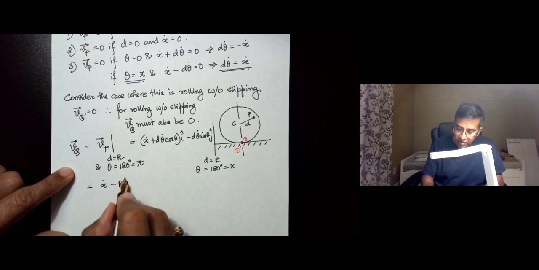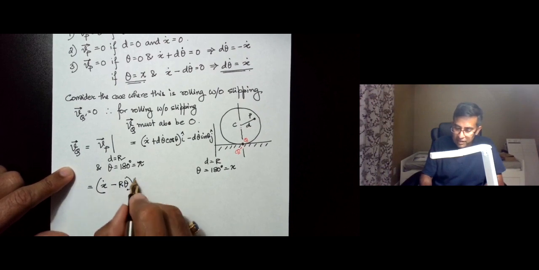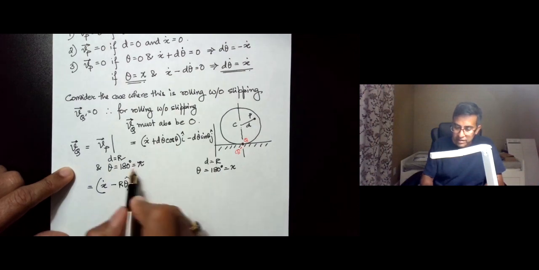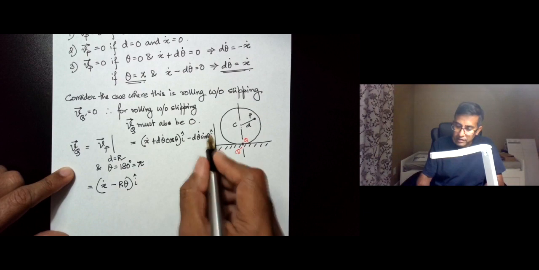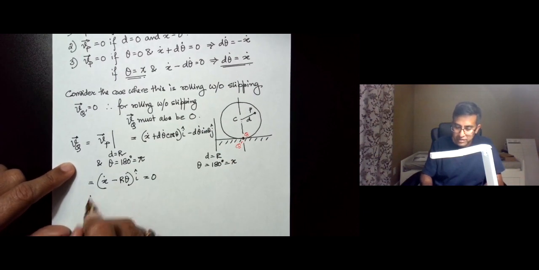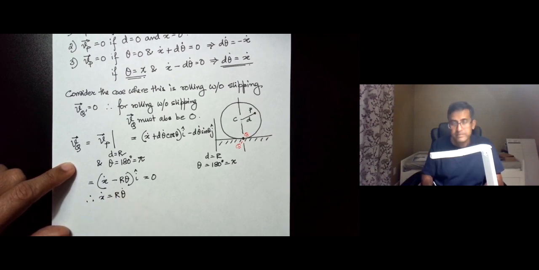So if we did that, then what we get is VQ is equal to x dot minus R theta dot i, and since theta is equal to pi, this part is equal to 0. And so this must be equal to 0, which means that x dot must be equal to R theta dot.